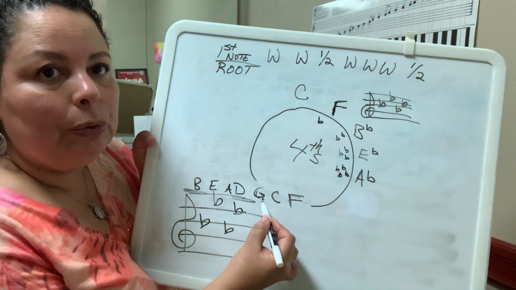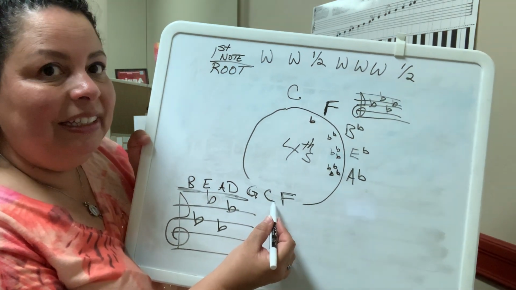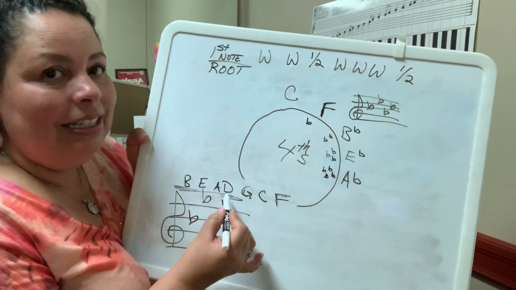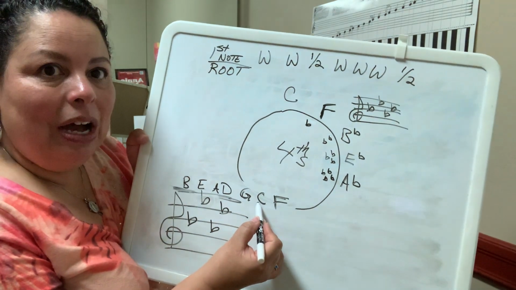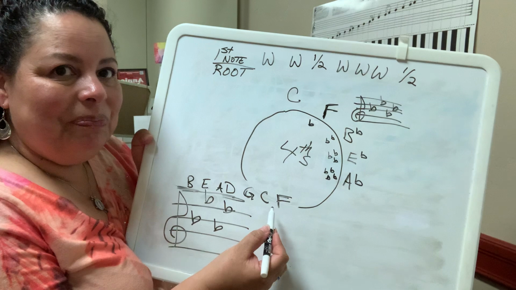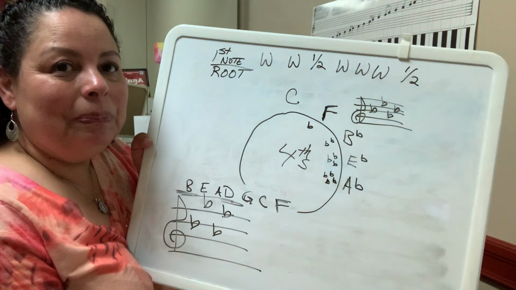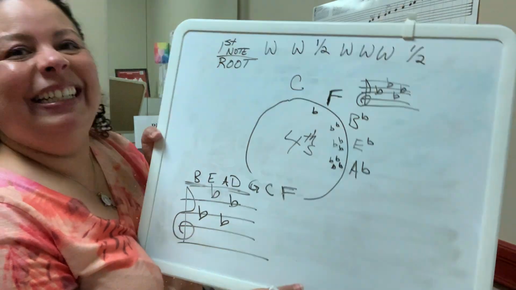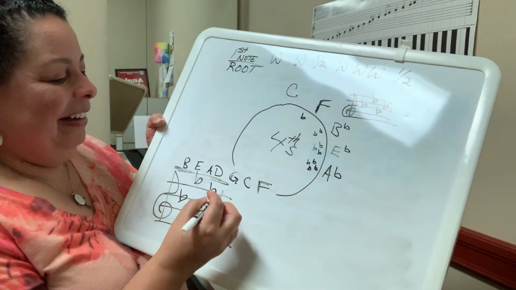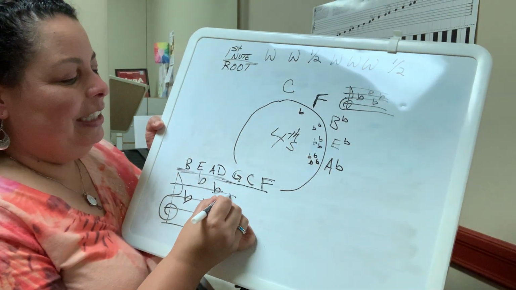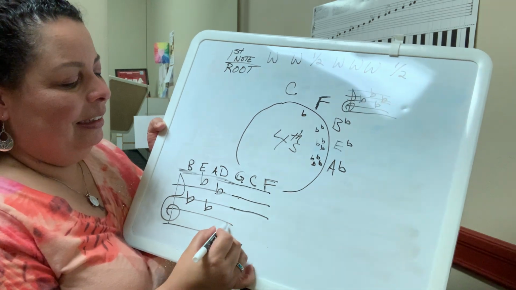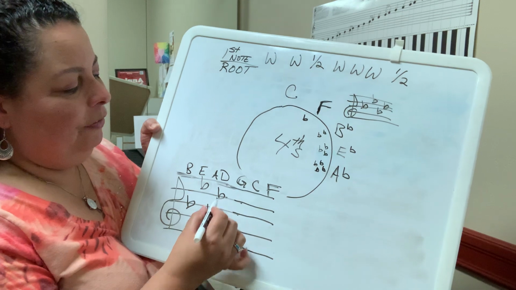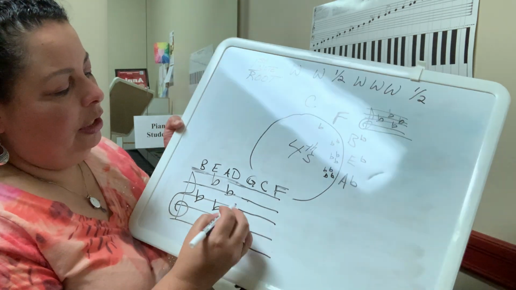G, C, F, which also means greatest common factor. You could say it that way. So bead, greatest common factor. That's like in fractions, right? Okay. All right, so we're going to add our GCF here. We're going to add our flats: B flat, E flat, A flat, D flat, G flat.